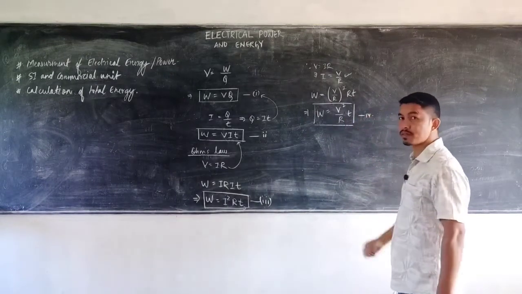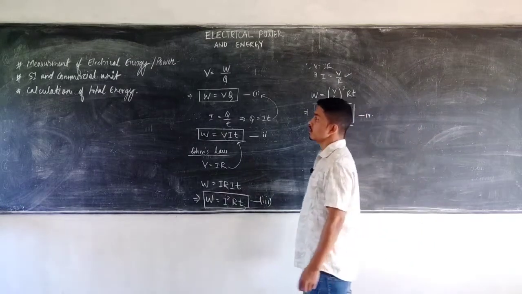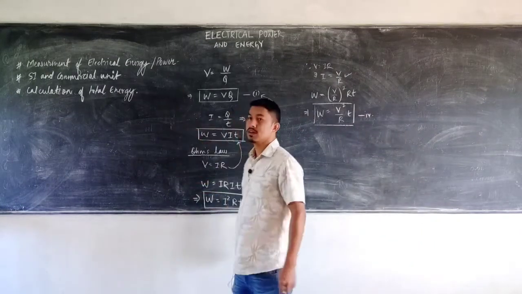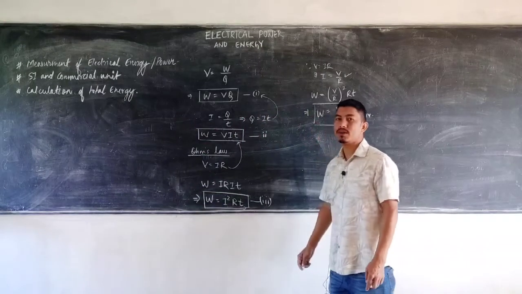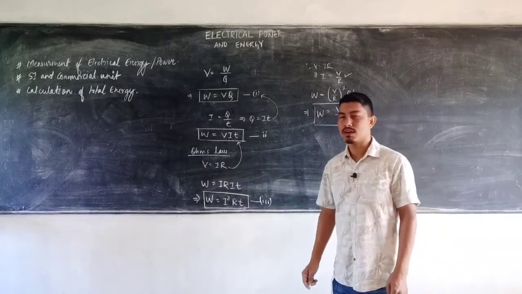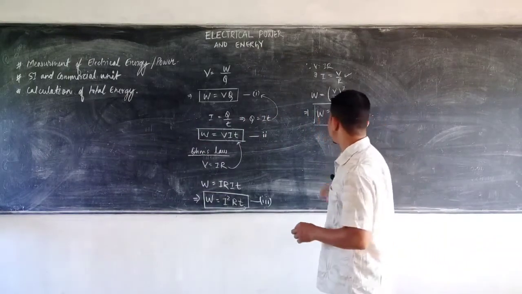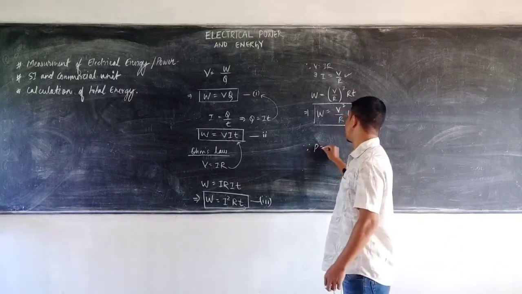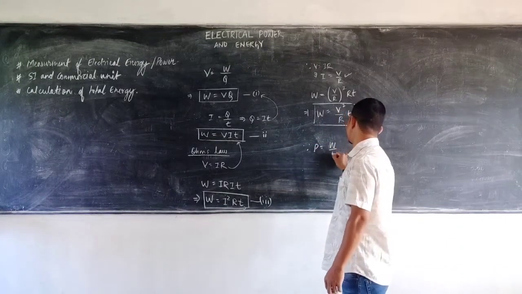Okay, so is that clear? Now coming to the second term, that is the power. We know that the power is the rate of doing work. So we know that the power P equals W divided by T.